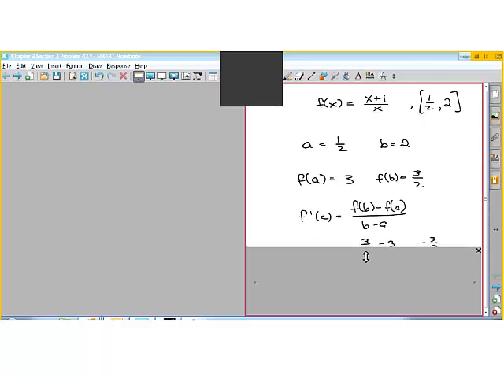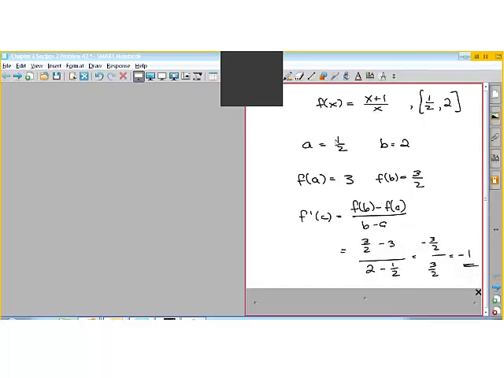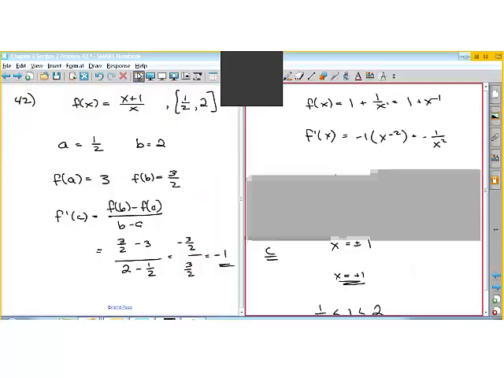Then we calculate the slope between these 2 points. So you take delta y over delta x. So this is delta y divided by delta x, and we get a slope of -1. So the mean value theorem says there's some value of x between 1/2 and 2 where the slope, or the derivative, is equal to -1. So now we need to find that value to confirm that there is a point.